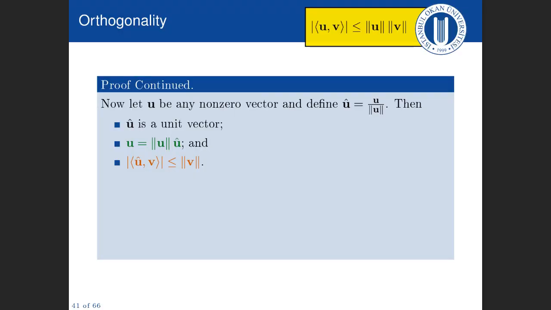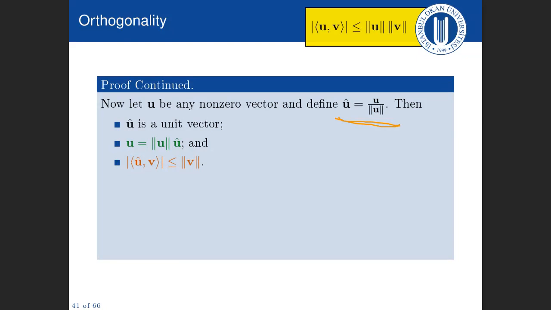So now let's let U be any non-zero vector. And then I'm going to define a unit vector called U hat to be U divided by the norm of U. I'm just normalizing U, just like we were doing in Mathematics 2. I want a unit vector which points in the same direction as U, so I just take U and I divide it by its norm.